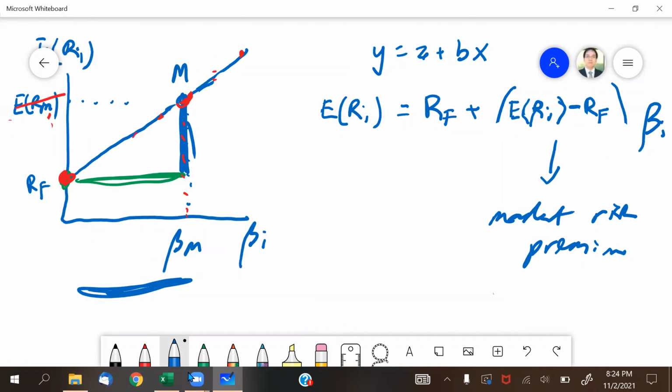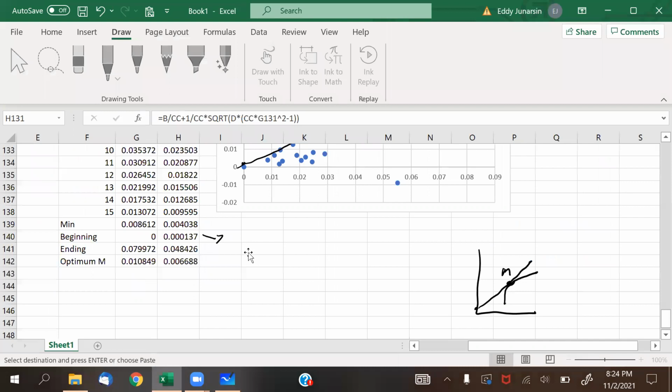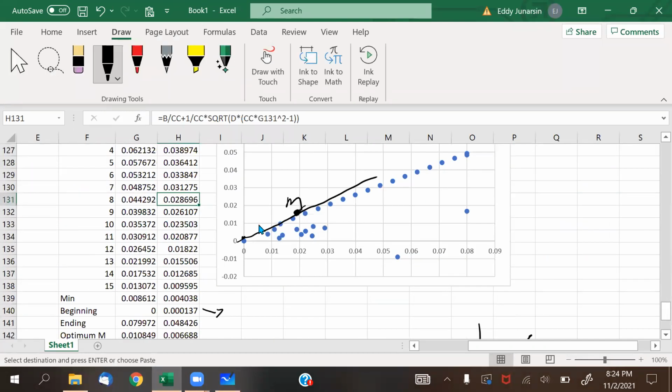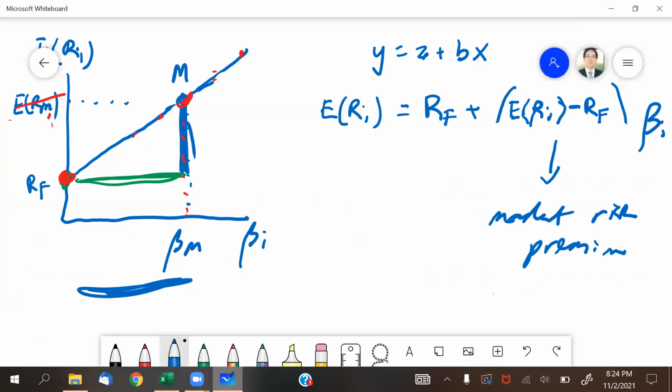So I hope this is clear enough as a technical companion, so you can draw your own efficient frontier, efficient portfolios, and also the capital allocation line, in the continuation from Markowitz to William Sharpe.